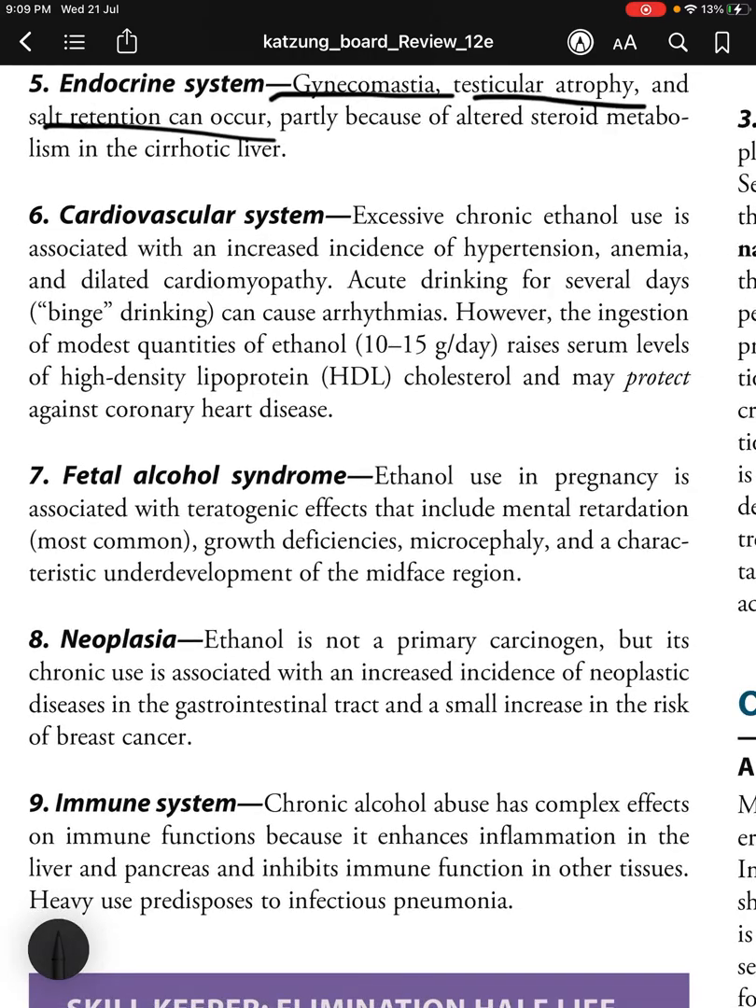Then the cardiovascular system: excessive chronic ethanol use is associated with an increased incidence of hypertension, anemia, and dilated cardiomyopathy. Acute drinking for several days or binge drinking can cause arrhythmias.